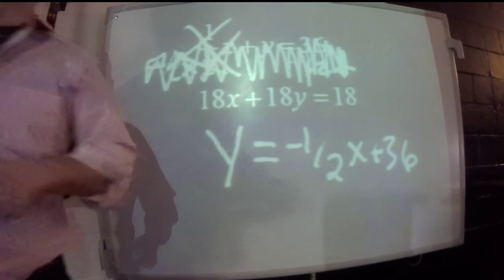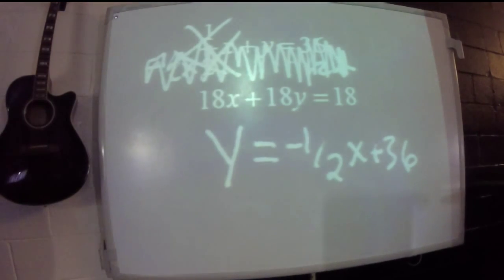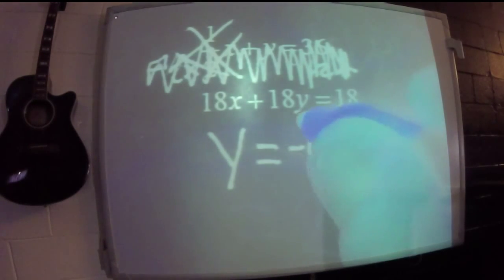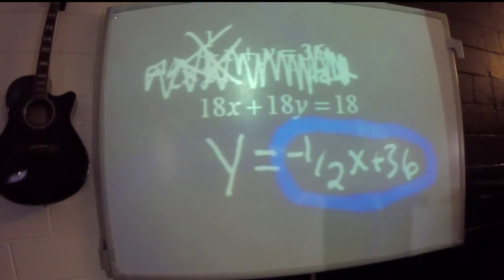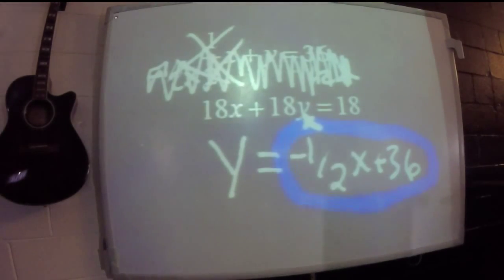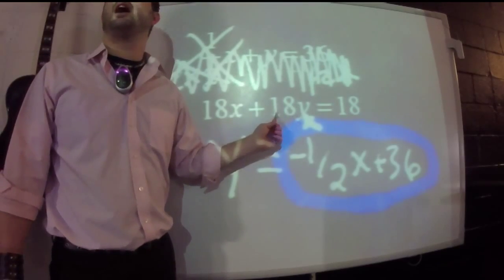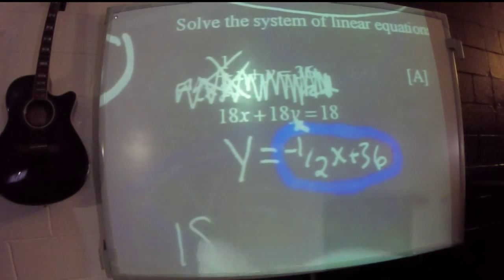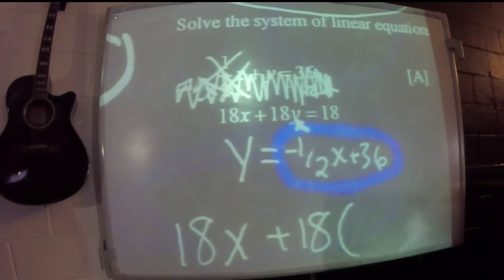It has y equals. What do I do once I got my y equals? Put that equation in for y. Put this right here in for the letter y. Okay, so I'm going to rewrite this top equation. However, since y has a coefficient, what do I have to do? Parentheses. So I'm going to have to go 18x plus 18 times all that equals 18. And that's going to be negative 1/2 x plus 36.